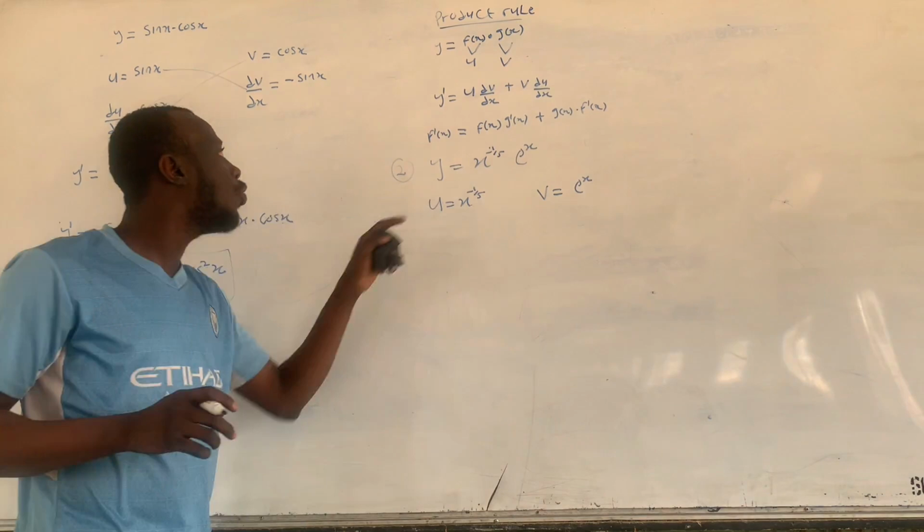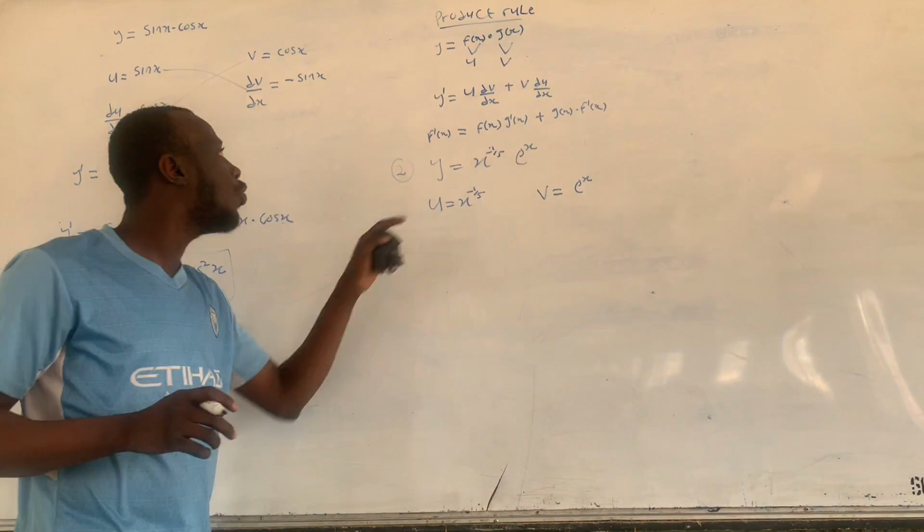Right, bring out our formula. y prime equals u, which is x to the power of minus 1 over 5, times dv over dx, which is e^x. Then we have a plus sign. We have v here, which is e^x, times du over dx, which is this. We have times minus 1 over 5 x to the power of minus 6 over 5.